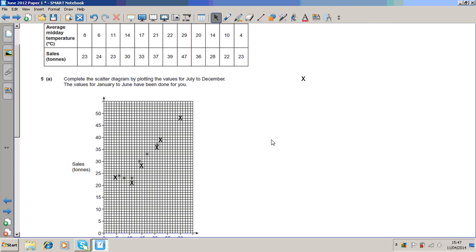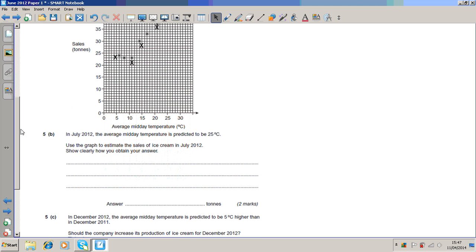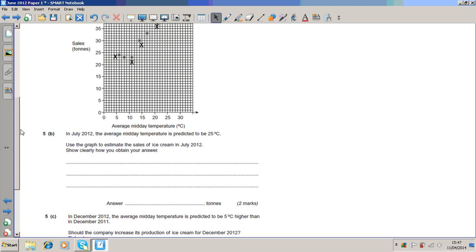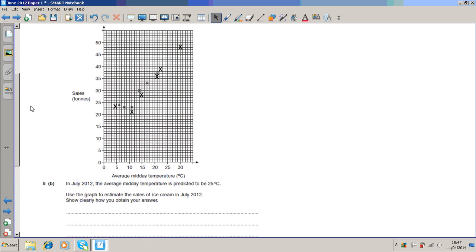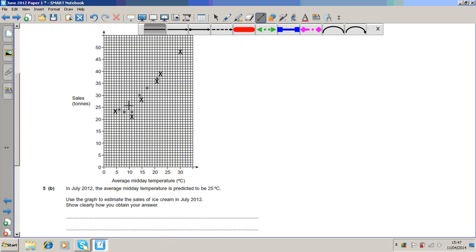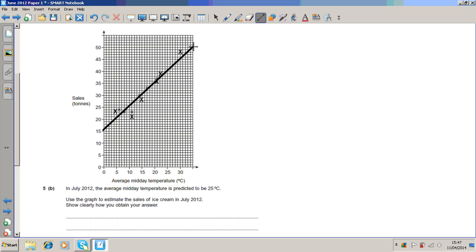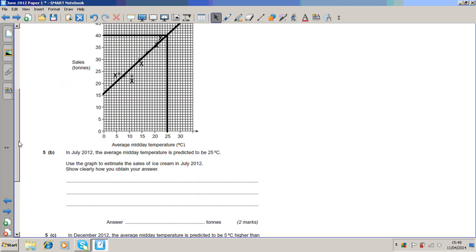So once you've done that, the average midday temperature is predicted to be 25. Use a graph to estimate the ice cream sales. So line of best fit for us is something that goes approximately through the middle of them. So I would say that is our line of best fit. And the midday temperature is predicted to be 25. So I'll line up at 25, and then across, he's going to tell me that he's going to sell about 40 tons. Seems like a lot of ice cream.